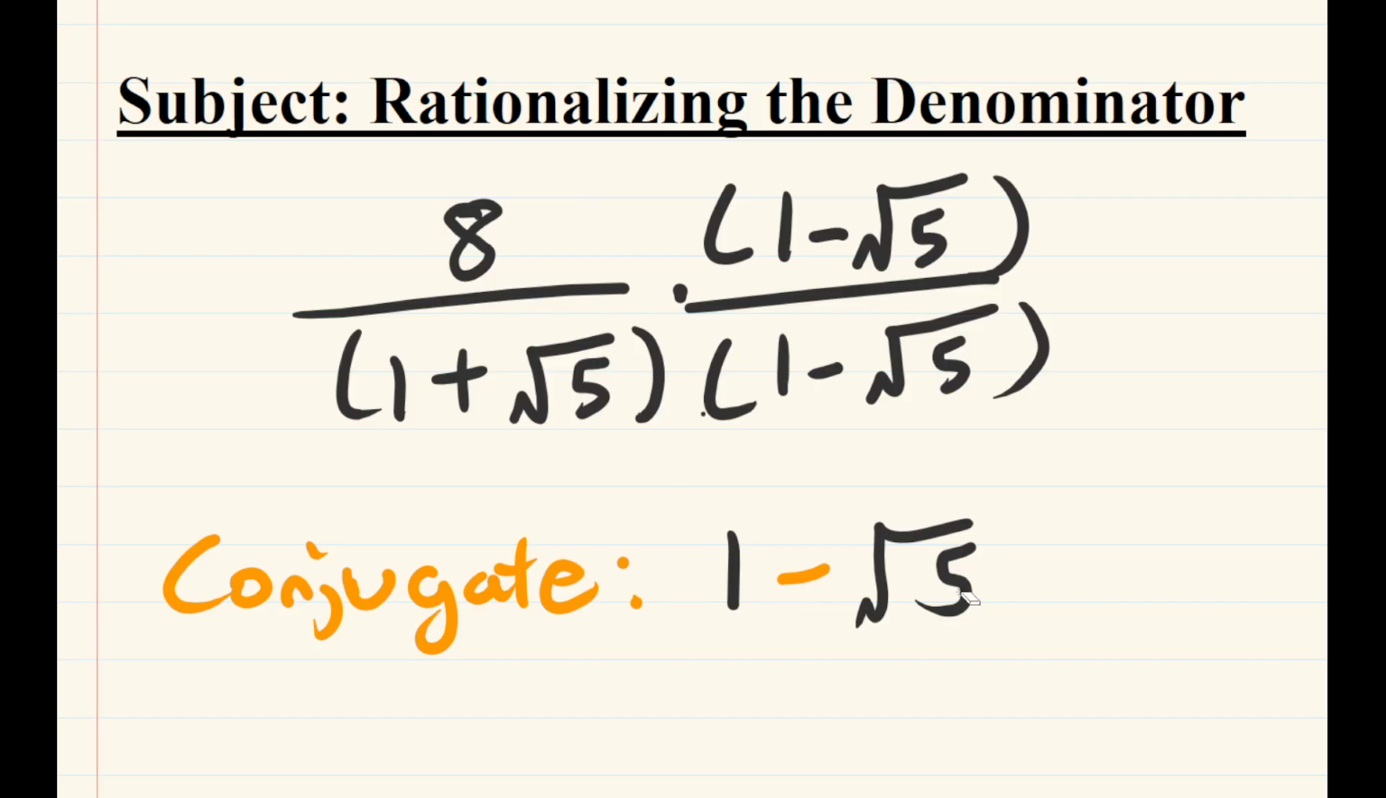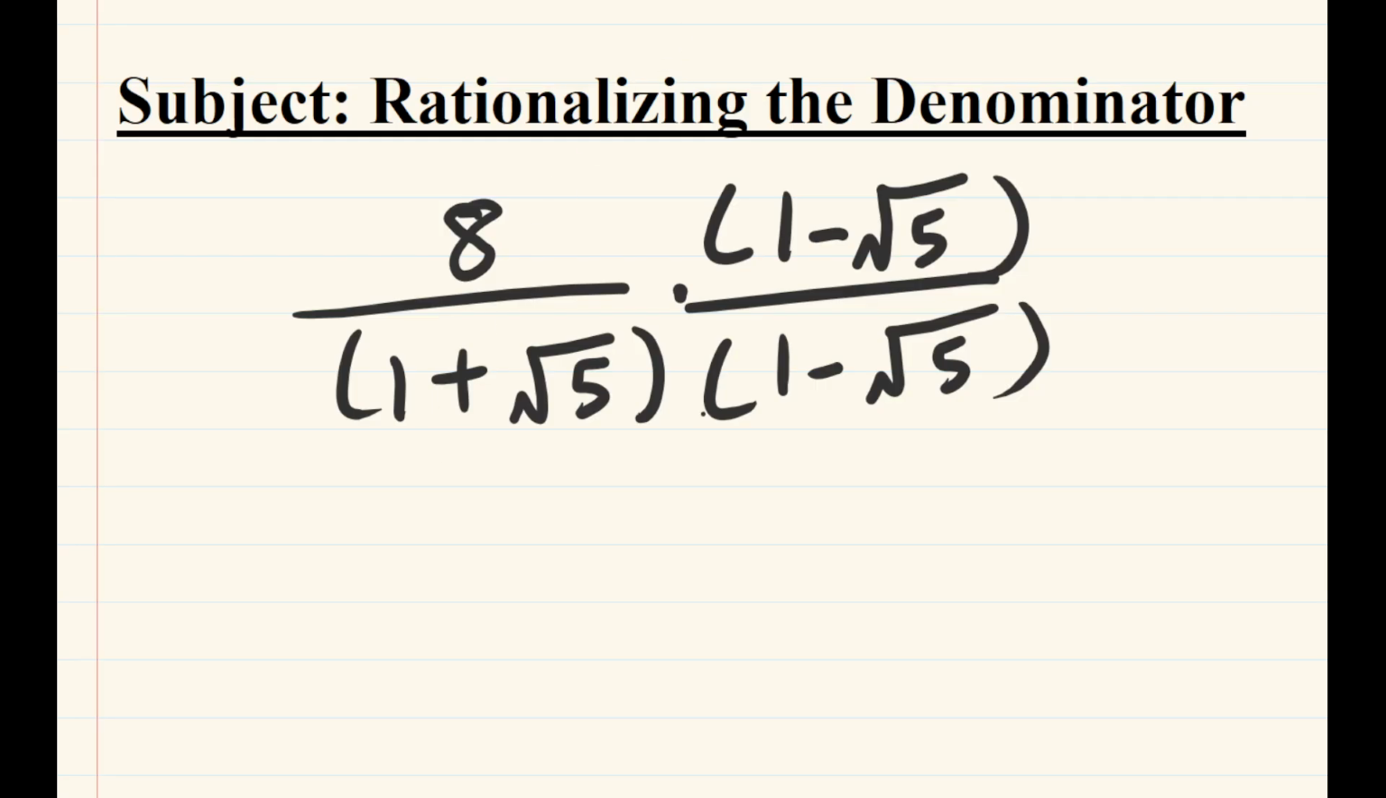So let me erase these. And let's start with the numerator first. This is a little easier. So 8 times 1 minus radical 5 in parentheses. What we can do is distribute this: 8 times 1, and 8 times negative radical 5. And 8 times 1 is 8. And 8 times negative radical 5 is negative 8 radical 5.